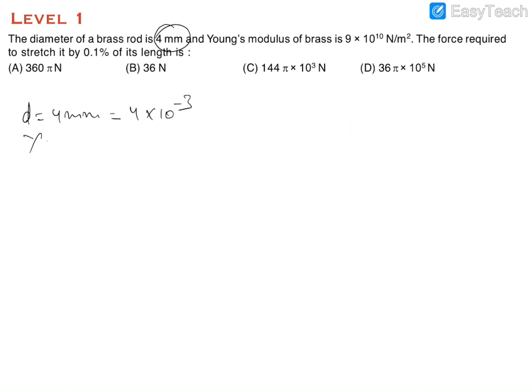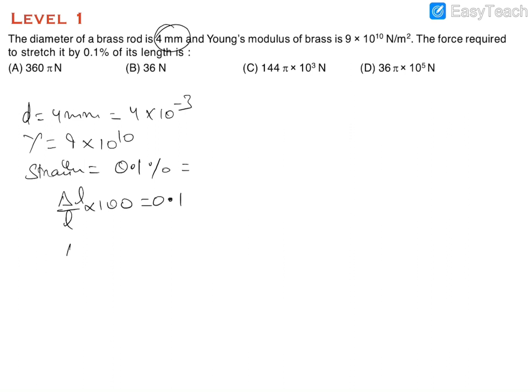The Young's modulus of brass is 9 into 10 raised to power 10. And the strain developed in percentage is given as 0.1%, which means that delta L by L into 100 is 0.1%. So delta L by L is equal to 0.1 into 10 raised to power minus 2.